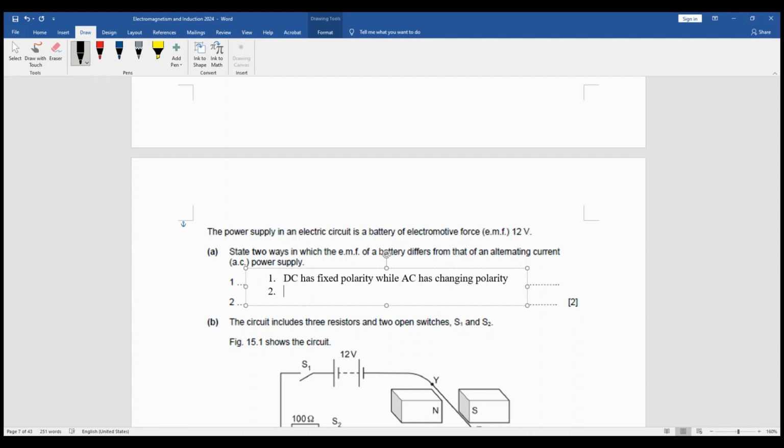The next one is usually the part where most students would struggle when they ask for two. We can say that DC produces a fixed or stable magnetic field, while AC produces a changing magnetic field.